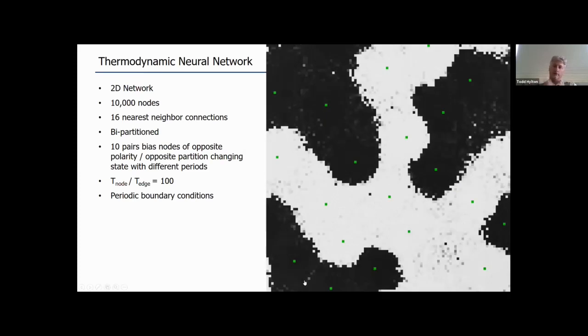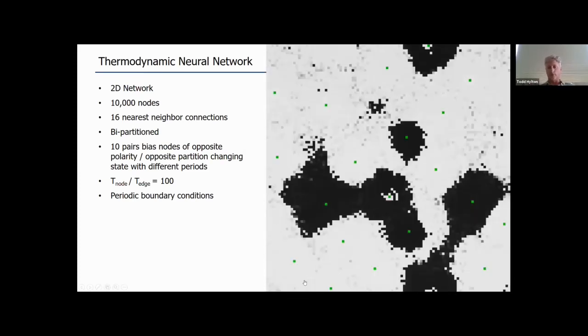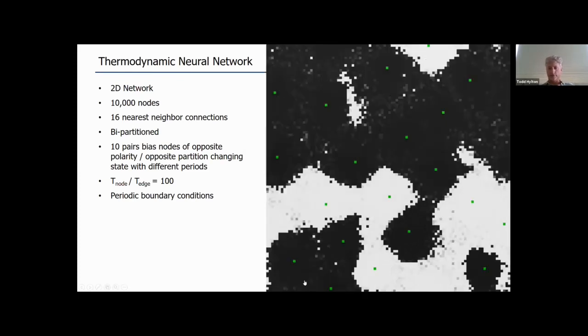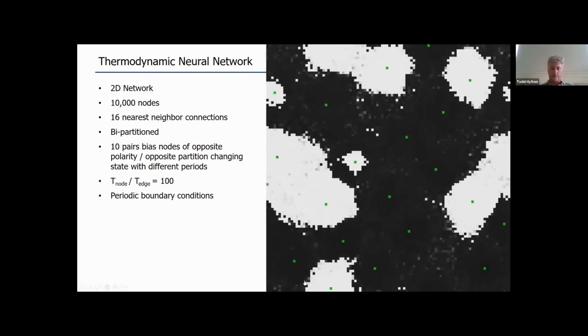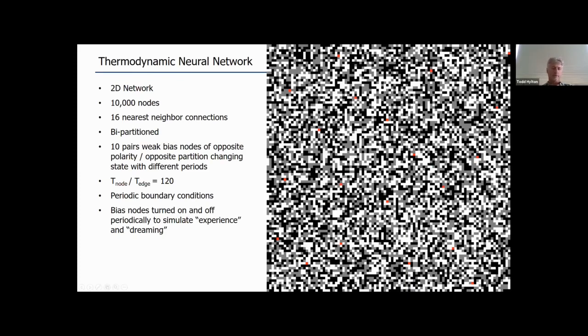There are some issues here with geometric frustration. Some of the nodes can't connect to each other because there's this 2D network. Those are all easily circumvented in a randomly connected network, which I'm not going to show you because they're nothing to look at. Let's see, how much time have I got left? Okay, a few more minutes.